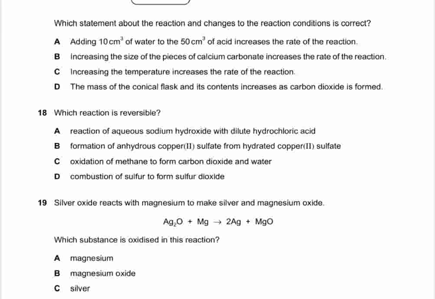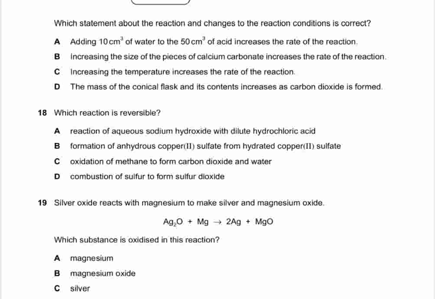Which reaction is reversible? The reaction of aqueous sodium hydroxide, it is an acid-base reaction. No, it is not reversible. Formation of anhydrous copper 2 sulfate from hydrated. Yes, it is a reversible reaction, because you can very easily reverse that reaction: if copper 2 sulfate is hydrated, you can convert it into anhydrous, and you can convert it back into hydrated, just by adding or removing the water.